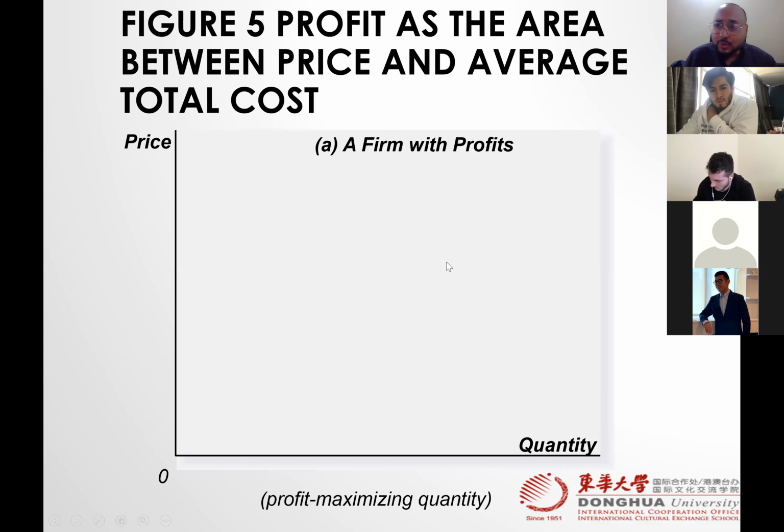Now we can also show profit graphically. So what should we do?